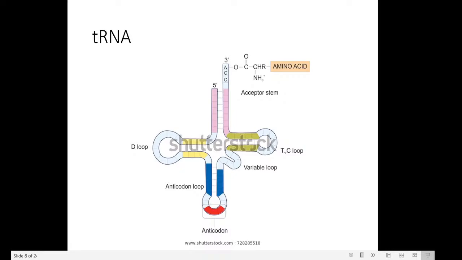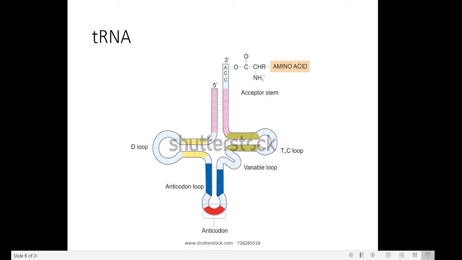First, the 3' end having the amino acid is called the stem region. The 3' end region is called the acceptor stem. In that acceptor stem, there is the amino acid acceptance region, which carries the amino acids. Then the next one is the T psi C loop. That loop is present on the right hand side.